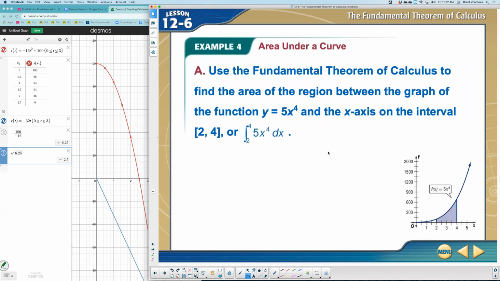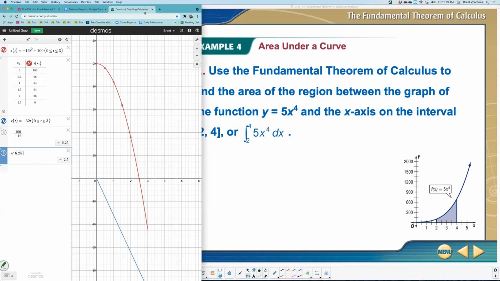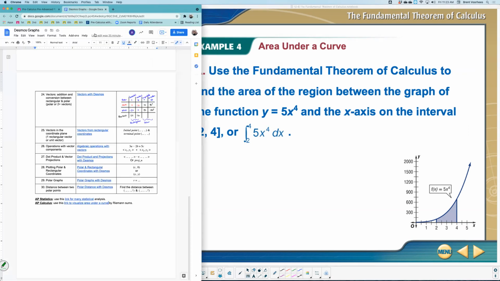Okay, so here we go. Use the fundamental theorem of calculus to find the area of the region between the graph of y equals 5x to the fourth and the x-axis. Before we actually do this, let's make sure we get the right answer. Let's see what the calculator has to say about this one.